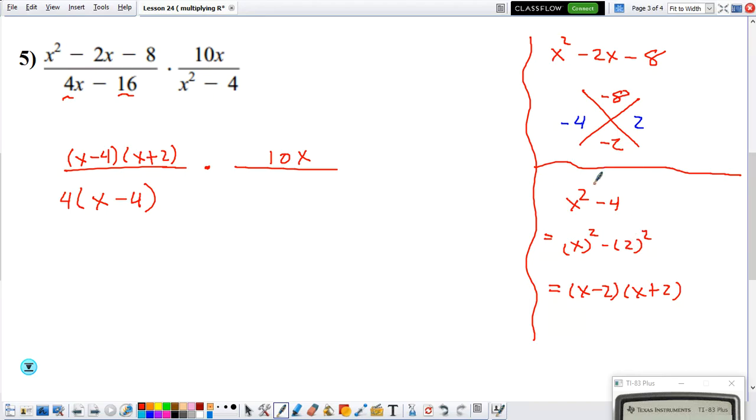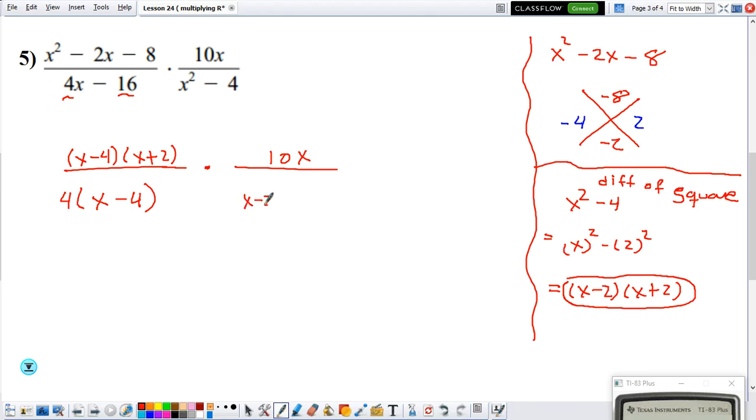If you need help with the difference of squares, check out my previous videos. It's a lesson for difference of squares. So now I can rewrite x squared minus 4 as x minus 2, x plus 2.